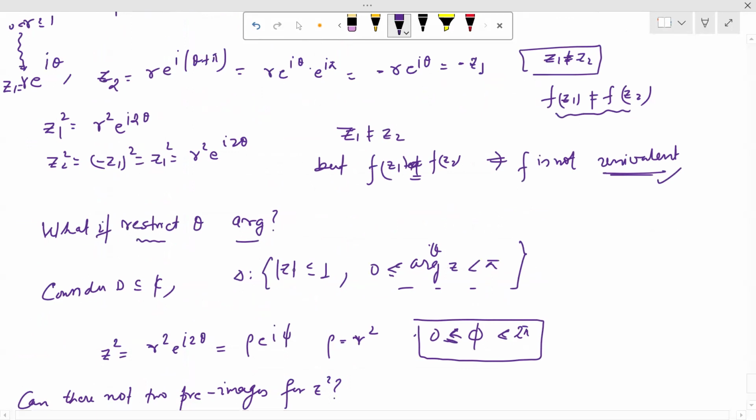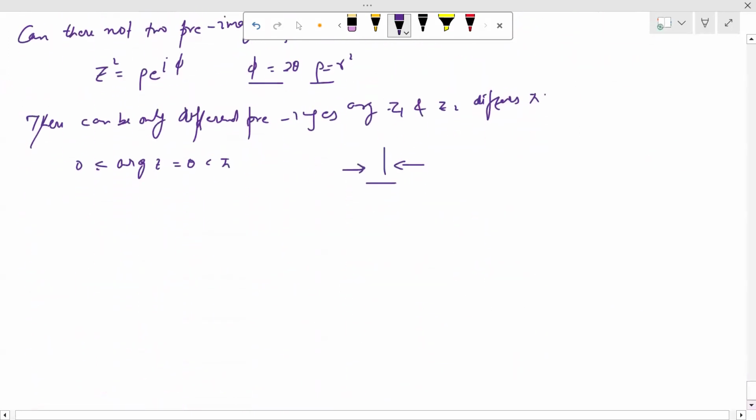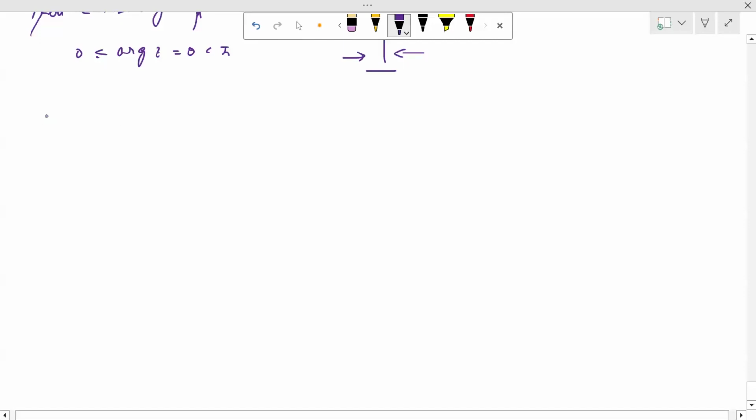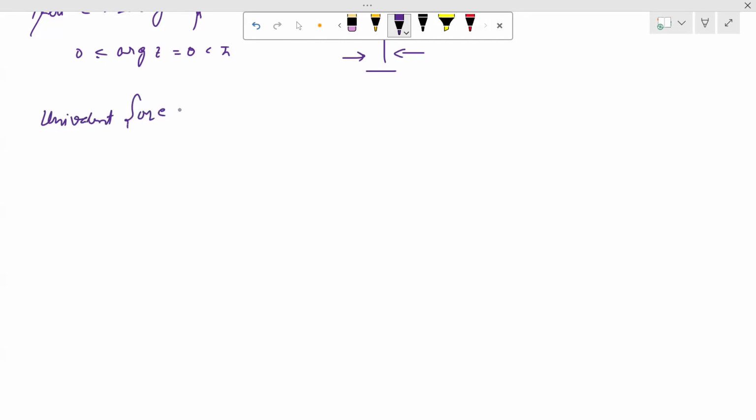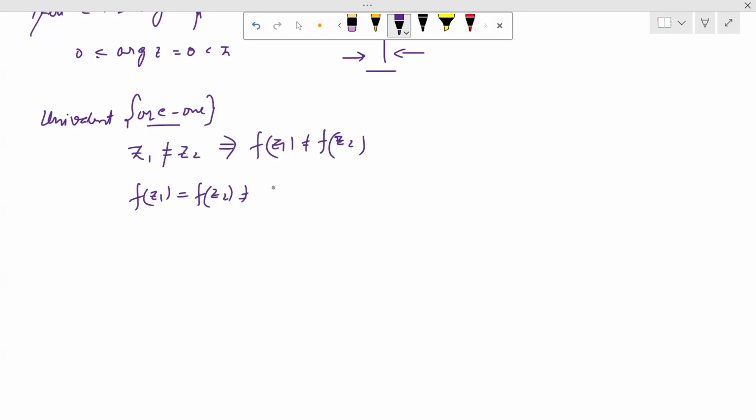So restricting a domain is a certain strategy to make a function 1-1 here. Otherwise, it would not have remained 1-1. Very simply, we could have also done it. I've already taught you what is 1-1 or univalent. A univalent function or 1-1 function is one where if Z1 is not equal to Z2, then f(Z1) should not be equal to f(Z2). And if f(Z1) is equal to f(Z2), then it should necessarily imply that Z1 must be equal to Z2.